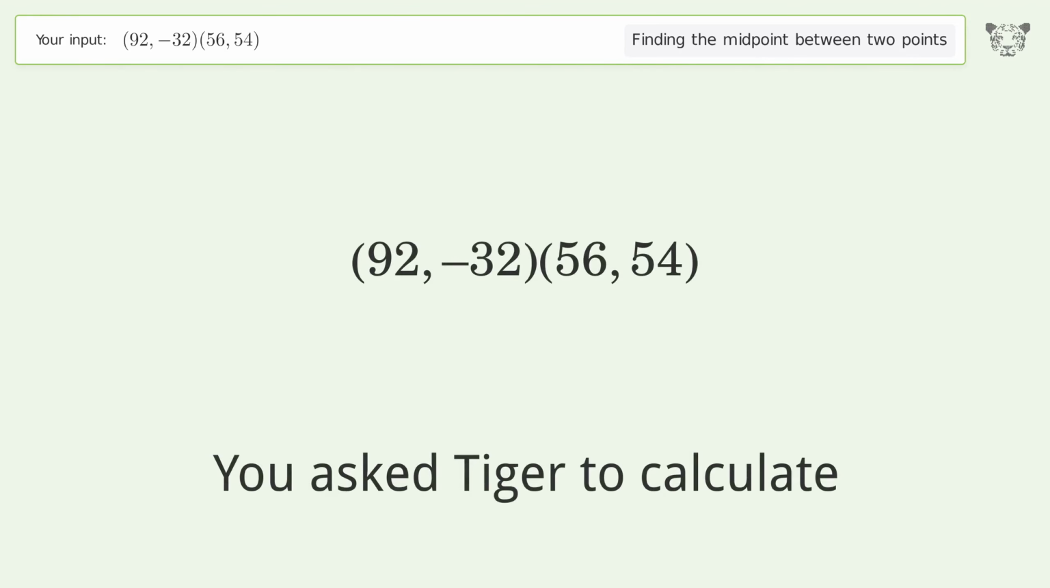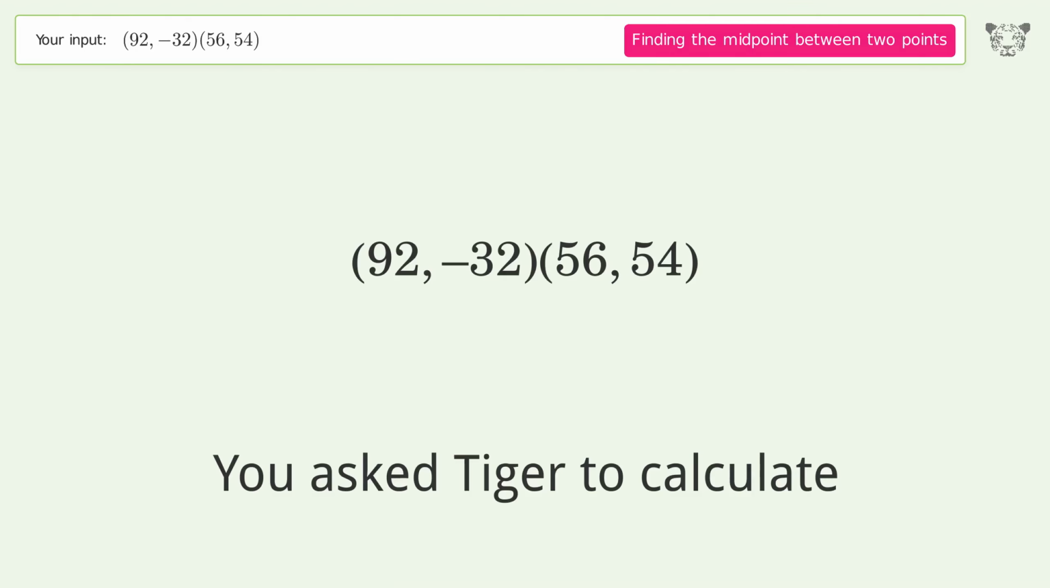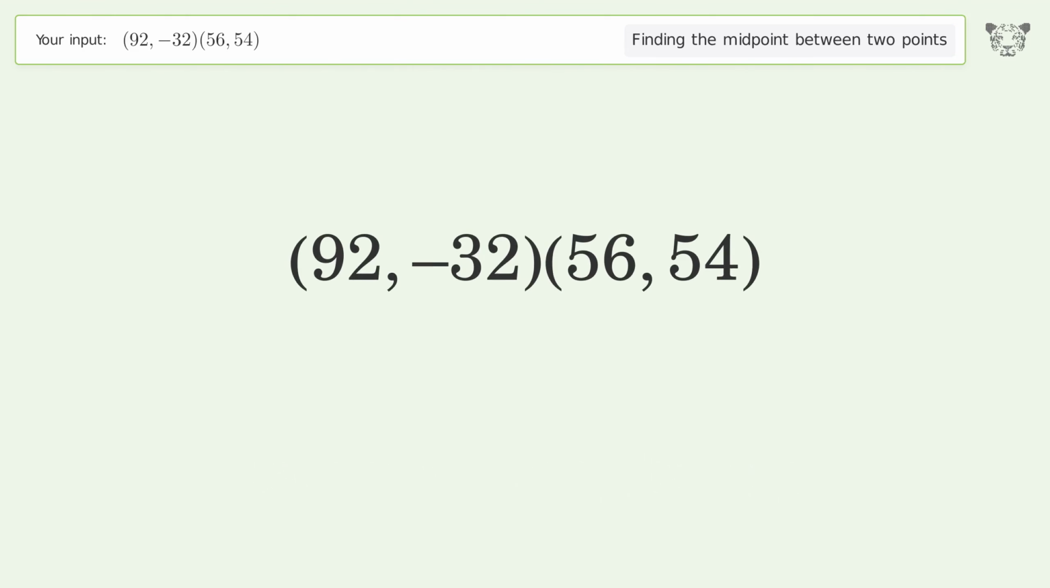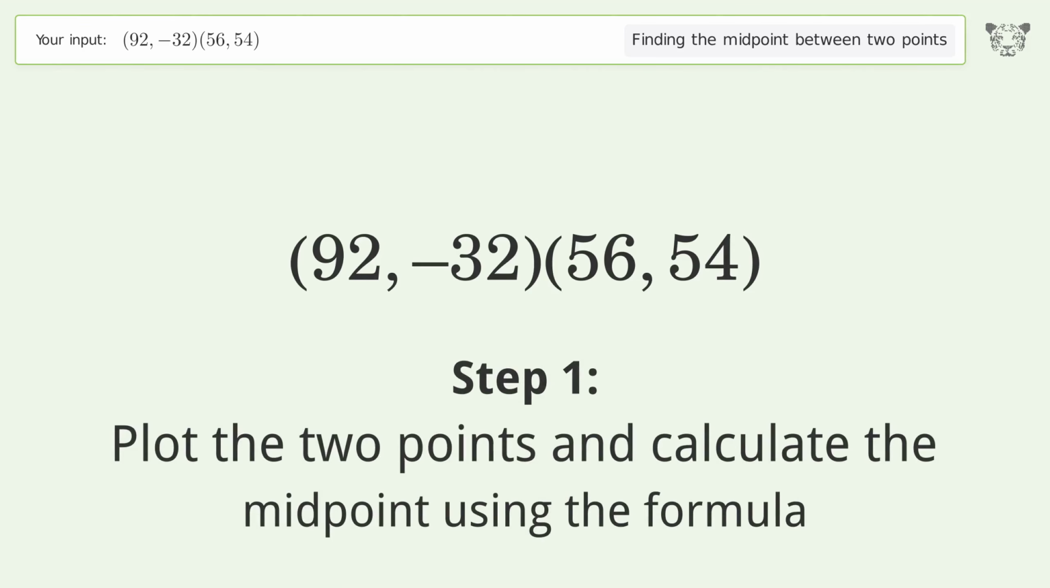You ask Tiger to calculate. This deals with finding the midpoint between 2 points. The midpoint between the 2 points is 74,11. Let's solve it step by step. Plot the 2 points and calculate the midpoint using the formula.